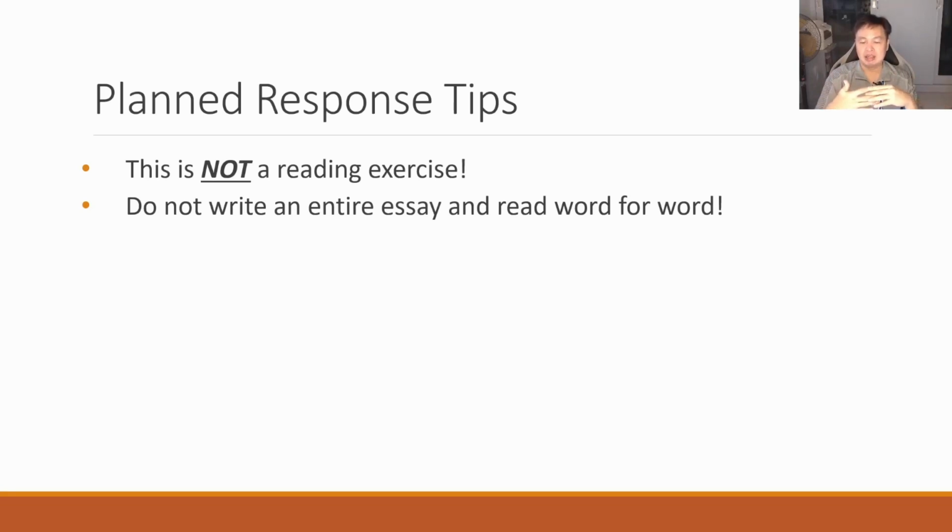All right, and then you're reading word for word. Reading word for word means that your eyes have to be glued to the piece of paper. Okay, so then you are not making eye contact with the examiner, and this is not ideal as well. Okay, so instead, what students should do is to just write down in point form what you're going to say. What are the important points?